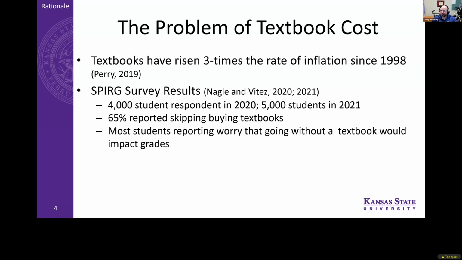There was a national survey that was done for a couple of years in a row, put out by the SPIRG, and I apologize, I forget what the acronym stands for. The authors of that study had 4,000 students respond to the survey in 2020 and 5,000 in 2021. Of all the students that replied across many different types of institutions, about 65% reported that they had skipped buying a required textbook for one of their courses. And most of those students worried that it would somehow negatively impact their grades because they weren't able to adequately prepare for their coursework or complete assignments and study for exams and so on.